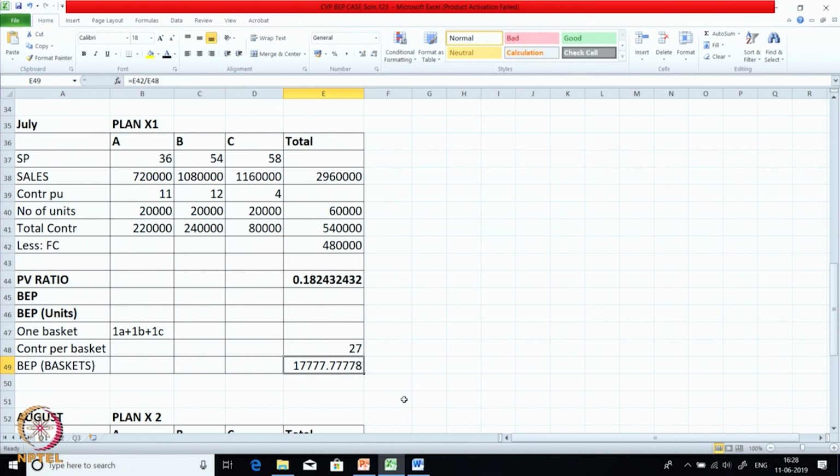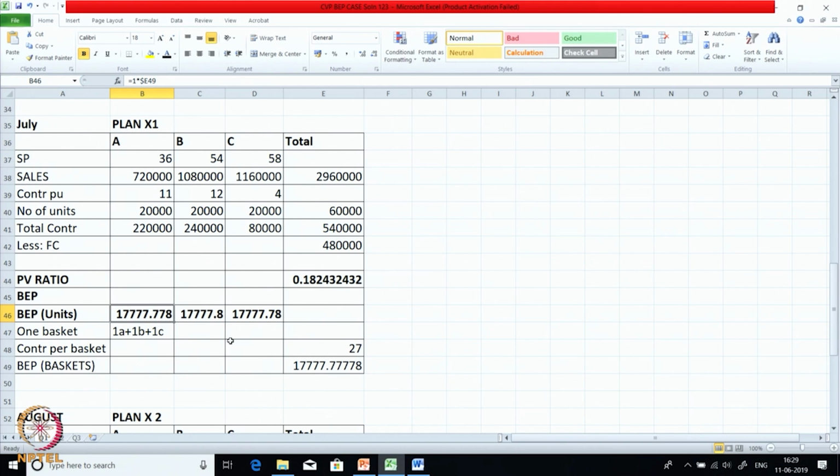17,777.77. These many baskets one needs to sell to break even. If you want to convert it in terms of units, it is equal 1:1. So, every basket has 1A, 1B, 1C. So, break even point is also 17,777.77. Of course, you can round it off or round it up, making it 17,778 as units of A and B and C.